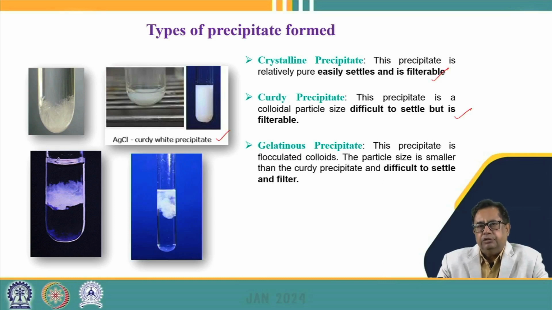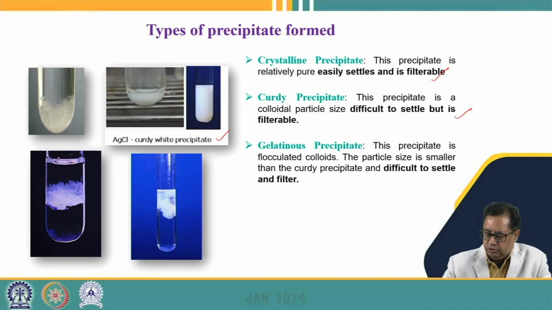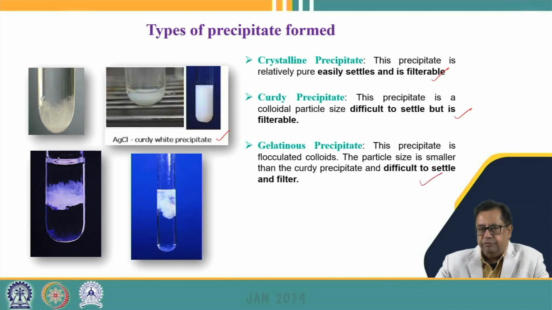Whereas gelatinous precipitates are formed because of flocculated solids or colloids which have been flocculated by the addition of a certain coagulant. For example, if we add alum to water or wastewater, the colloidal particles may form flocs, and this type of precipitate is known as a gelatinous precipitate. This type of precipitate has a very small particle size, so it is difficult to settle as well as difficult to filter.